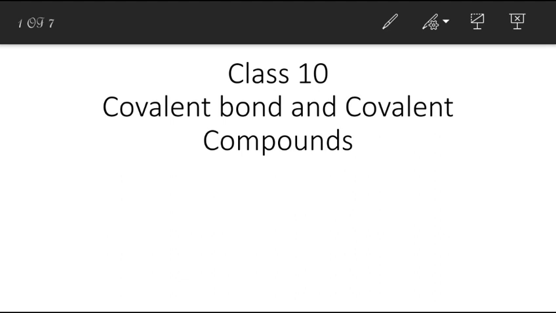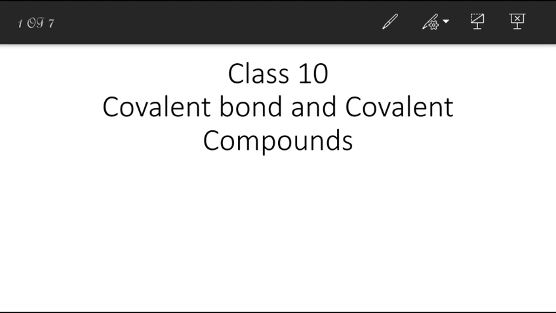Today I will discuss covalent bonds and covalent compounds, the formation of covalent compounds. In the last class, I discussed the ionic bond. As you know, there are two main types of chemical bond. The first one is the ionic bond and the second is the covalent bond.